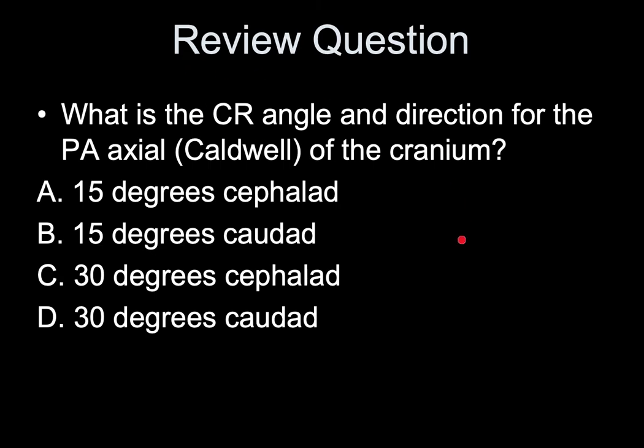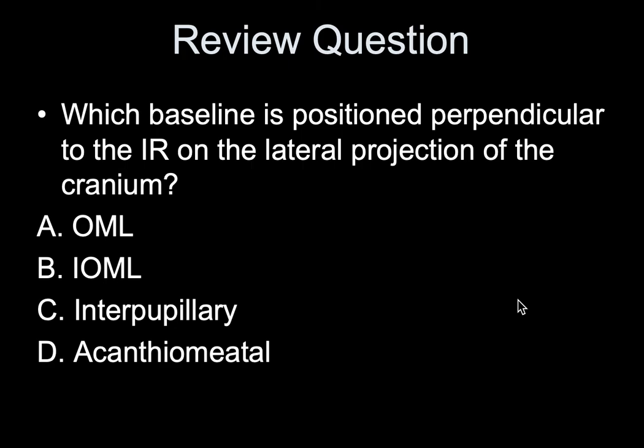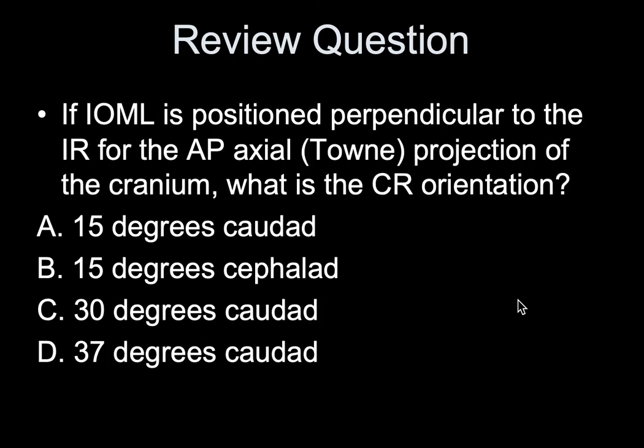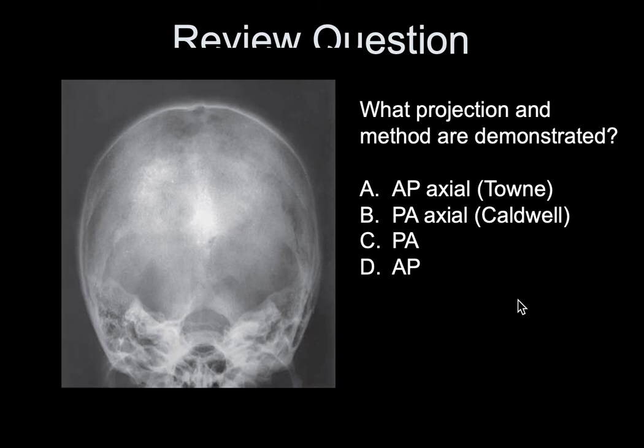So here are some review questions. These are the last of them. What is the central ray angle and direction for the PA axial Caldwell of the cranium? 15 degrees caudad. Which baseline is positioned perpendicular to the image receptor on the lateral projection of the cranium? The interpupillary. If IOML is positioned perpendicular to the IR for the AP axial Towne projection of the cranium, what is the central ray orientation? 37 degrees caudad.